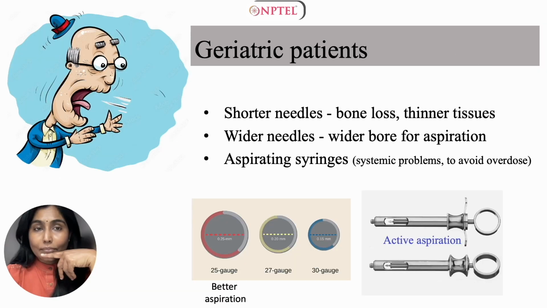Now, let's move on to the other end of the spectrum of patients, the geriatric patients. Age related changes result in bone loss and thinner tissues in these patients. Therefore, shorter needles are ideal in this group of patients. The other concerns are related to overdose and aspiration due to the presence of numerous systemic problems in this age group.